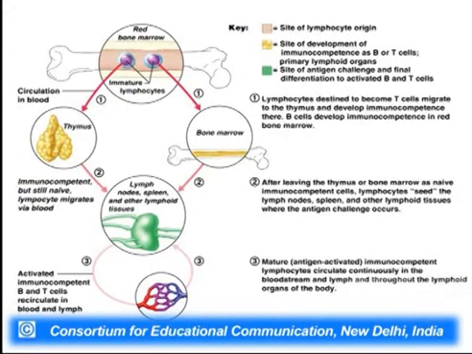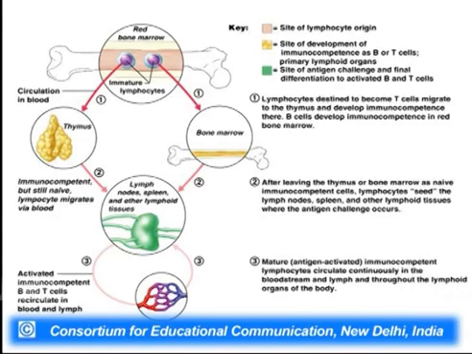This slide particularly shows the site of lymphocyte origin in the red bone marrow. Now, if it's an immature lymphocyte, it goes into the blood circulation, enters the thymus and gets converted into T lymphocytes. However, if it remains in the bone marrow, it becomes B lymphocytes. So, lymphocytes destined to become T cells migrate to the thymus, while those that develop immunocompetence in the bone marrow become B lymphocytes.